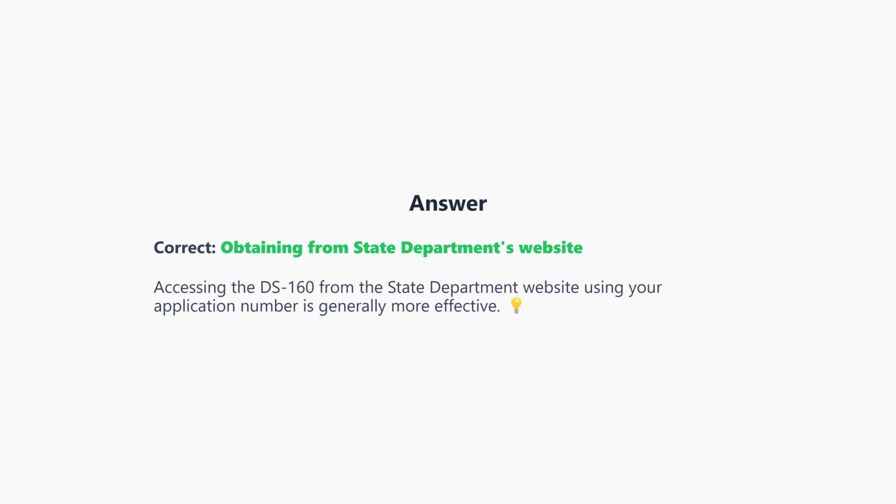The more reliable method is obtaining your DS-160 from the State Department's website using your application number, as it is typically more straightforward and assured than relying on a FOIA request.